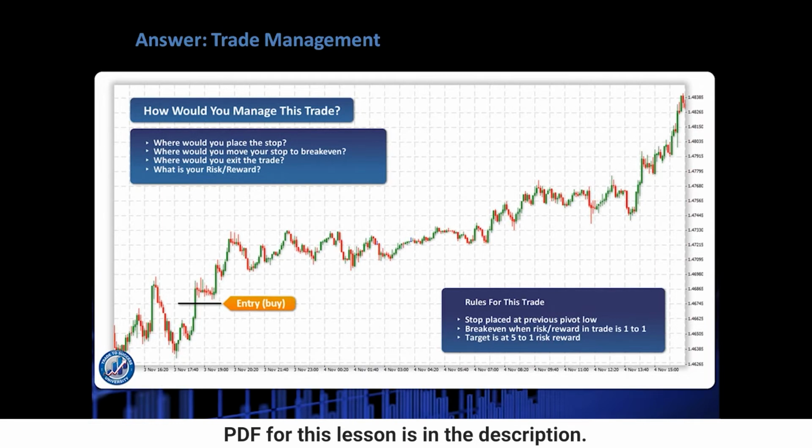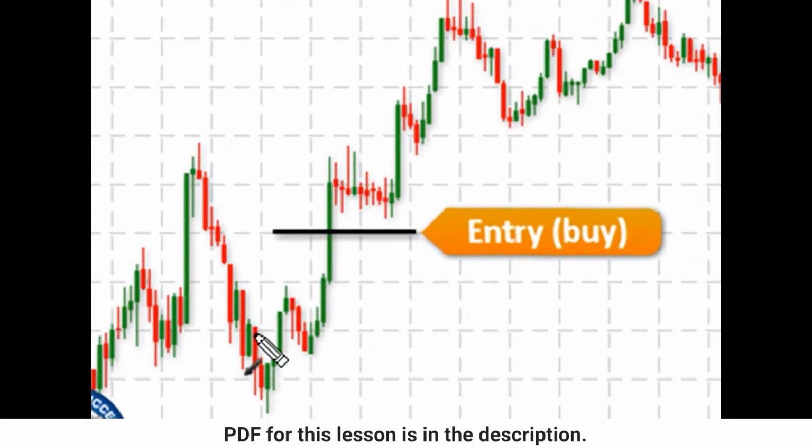So let's go through the questions. Where would you place your stop? You may want to pause the video at each point and figure out the answer before restarting the video. So our stop needs to be placed at the previous pivot low. So looking at this area here before entry, we want to try and find where the previous pivot low is.